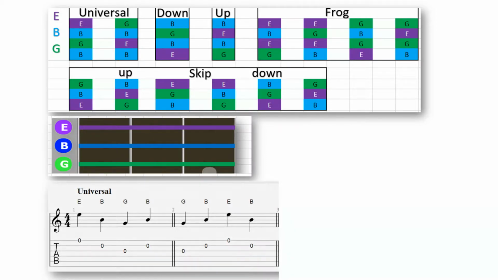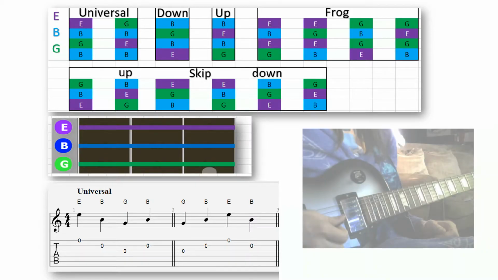The universal possibilities are when you start from either the highest or lowest note, travel through all the notes, then return to your starting note. There are 2 of these possibilities for each 3-string group.